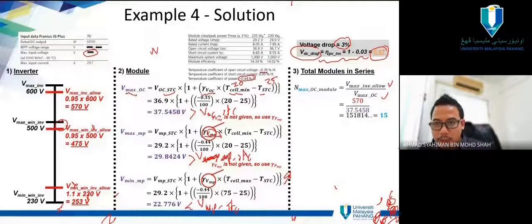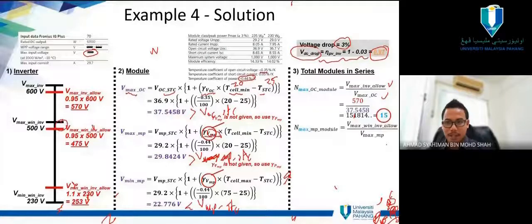Oh, tak ada point sini, sorry, tertinggal. 15.1814 and it becomes 15. It becomes 15. Okay, nanti tu, tengoklah saya belakang. Okay. Next, Vmax MP block. So samalah, kita ambil yang the middle one, 475 over 29.8424. Then you get again 15.9169. Para dibulat 15 kan.